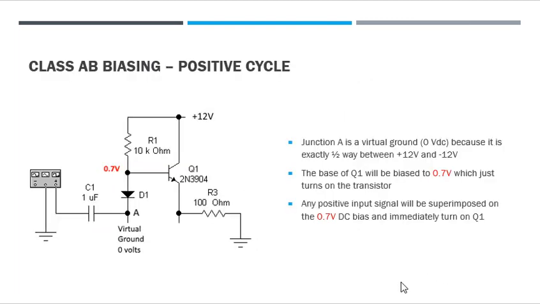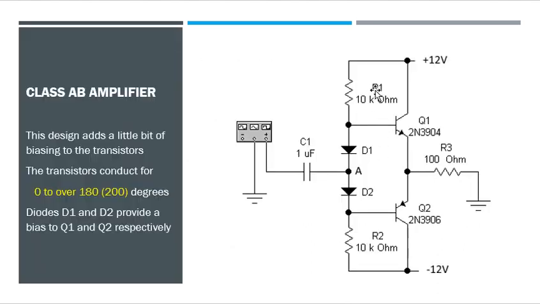If we take a look at just the positive cycle of the biasing, we have our virtual ground, 0 volts. It's the same story. If I go back here, we have plus 12 volts, R1 a 10K, a diode, then another diode and a 10K to a minus 12. A is still in the center between these two voltages and becomes a virtual ground.